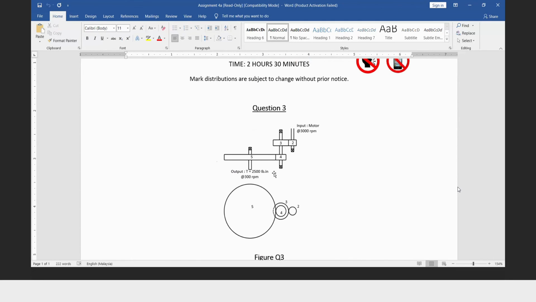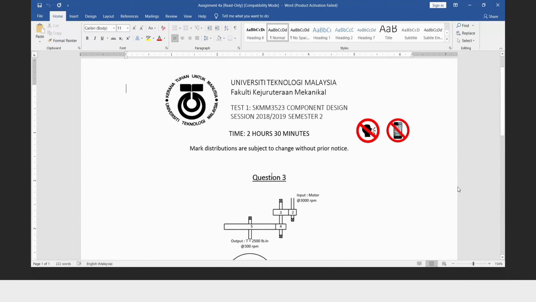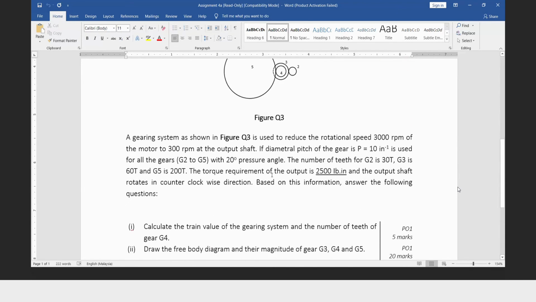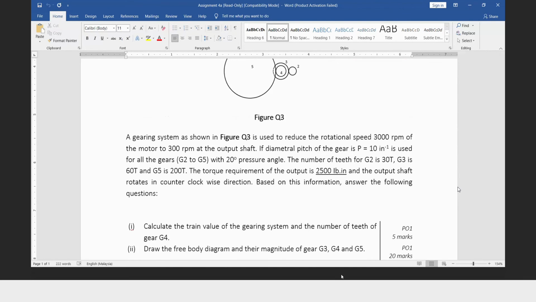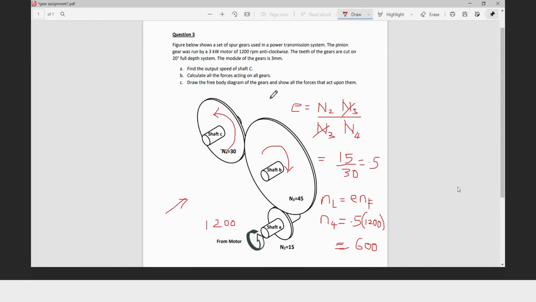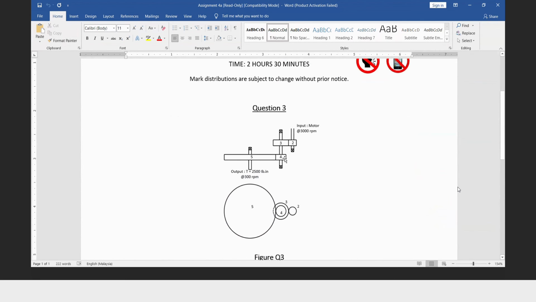So now the first question, all these questions are from your exam last year. Calculate the train value of the gearing system and the number of teeth of gear 4. Find the output speed, okay, enough. Now the second one: calculate the train value of the gearing system and the number of teeth of gear 4.